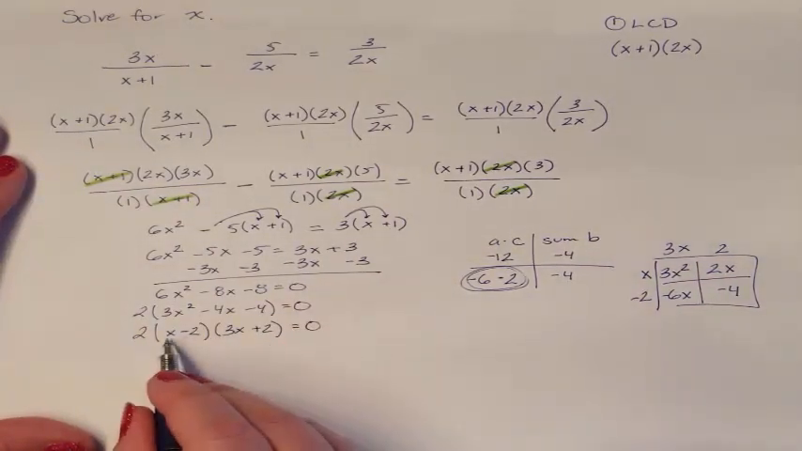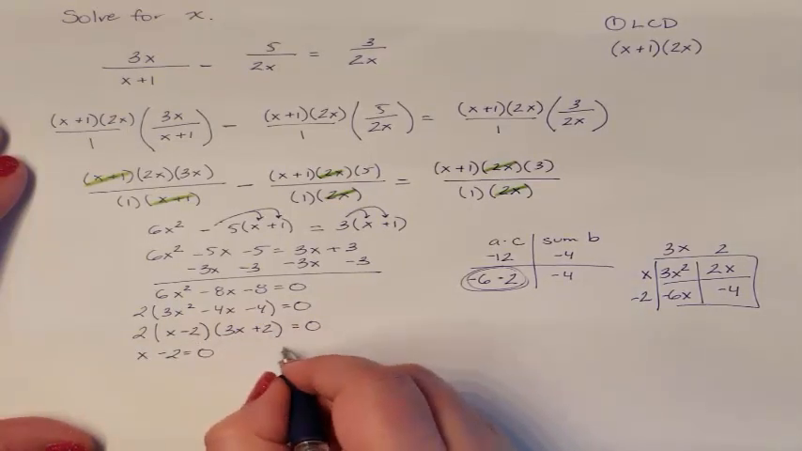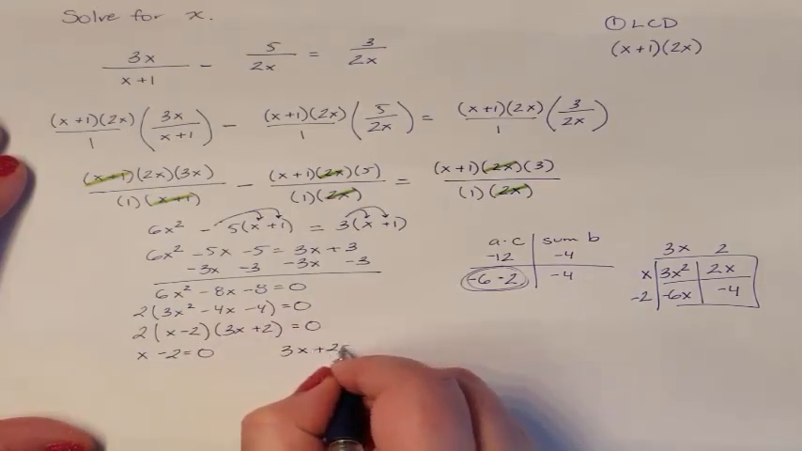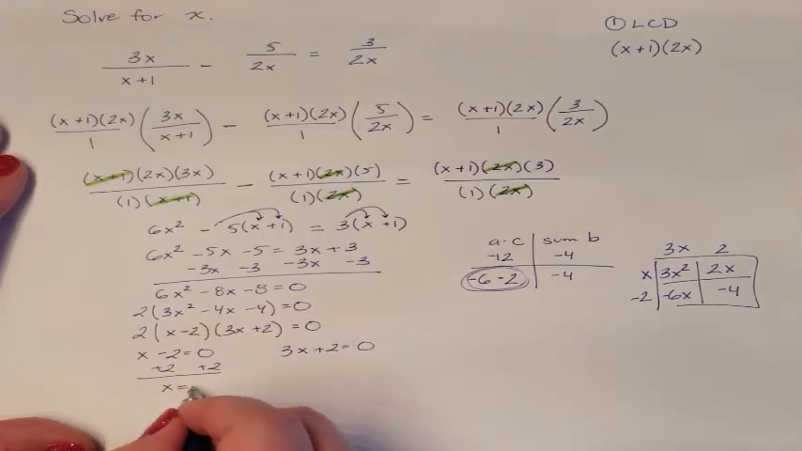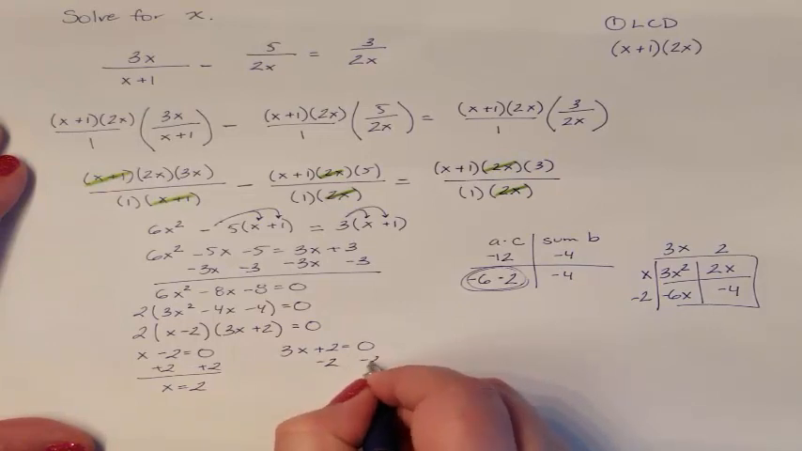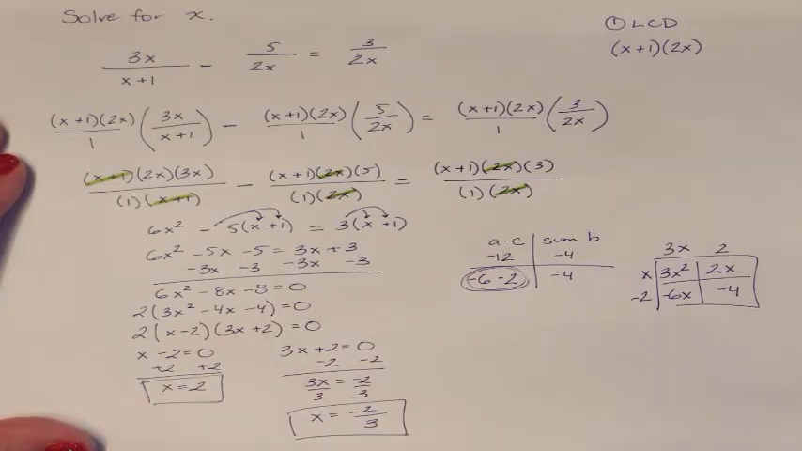And now it's a zero product property, so either this parenthesis is the 0 or this parenthesis is the 0. So solve for x. I get x to be 2. Solve for x. I get x to be negative 3/2. So I actually have two answers.